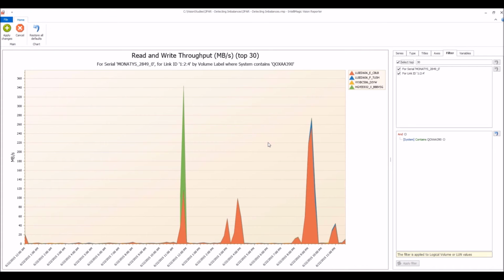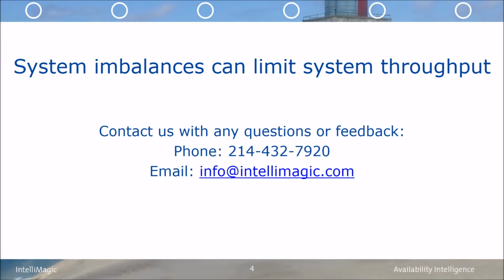These ports should continue to be monitored to ensure they are not reaching their throughput limits so that response times are not impacted. IntelliMagic Vision was used to identify an imbalance in the front-end ports of the HPE 3PAR system. IntelliMagic Vision uses expert knowledge about systems, configuration, and workload to proactively identify potential risks in the environment. The user interface integrates the logical and physical components to allow for easy drill downs and identification of root cause.